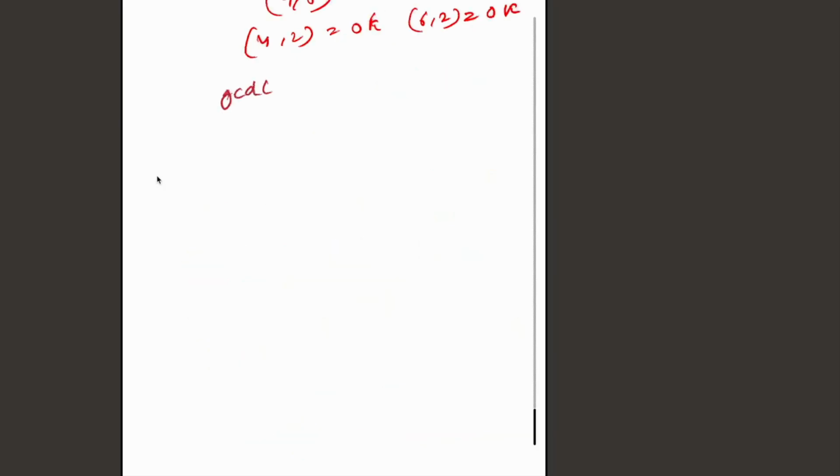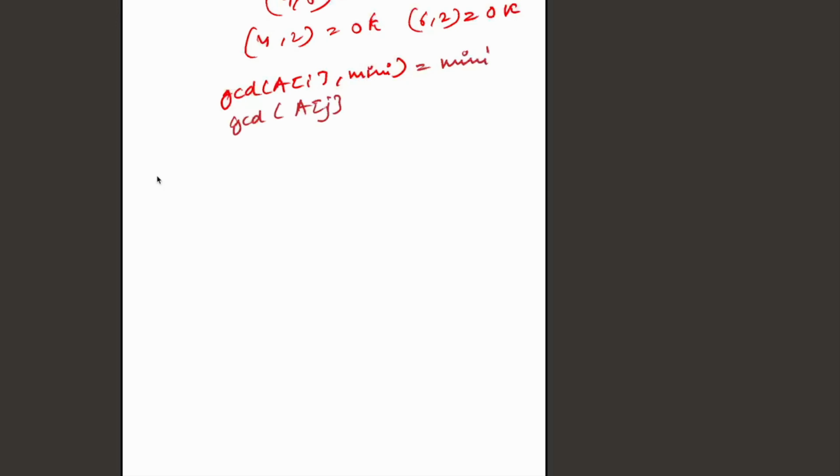The GCD of A of I and the minimum should be equal to mini, and the GCD of A of J and mini should be equal to mini. That is the main thing. And if it is not equal, then there is no answer. We can't solve them.